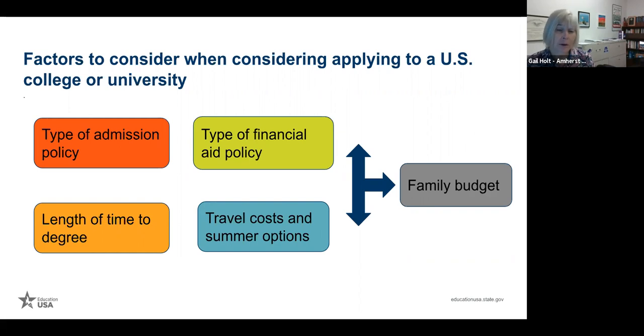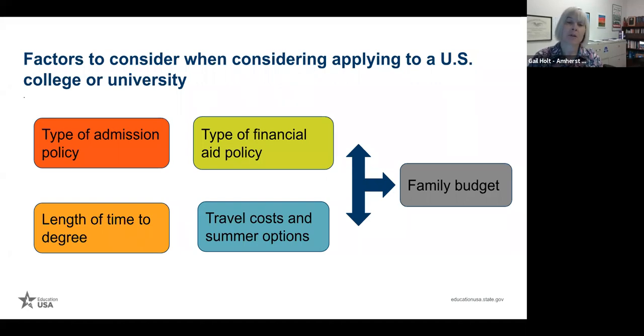The other thing to consider is, what are the travel costs to the US, and how often will your student be returning home? Will it be during the year? Will it be once a year? Some colleges and universities will have opportunities for summer housing, but you'd want to know that. What are the costs associated with that summer housing?